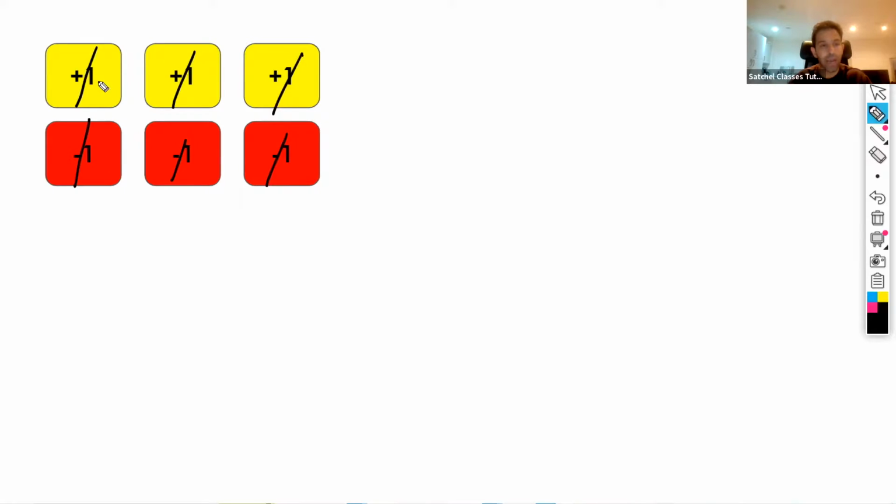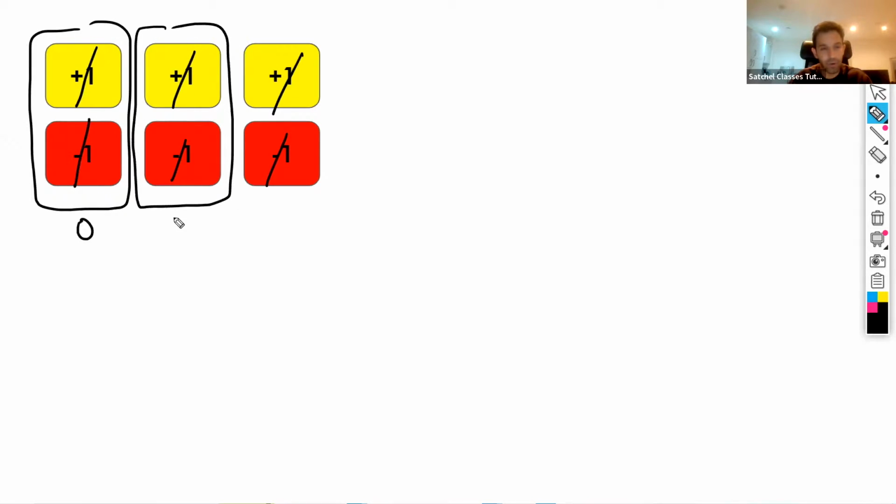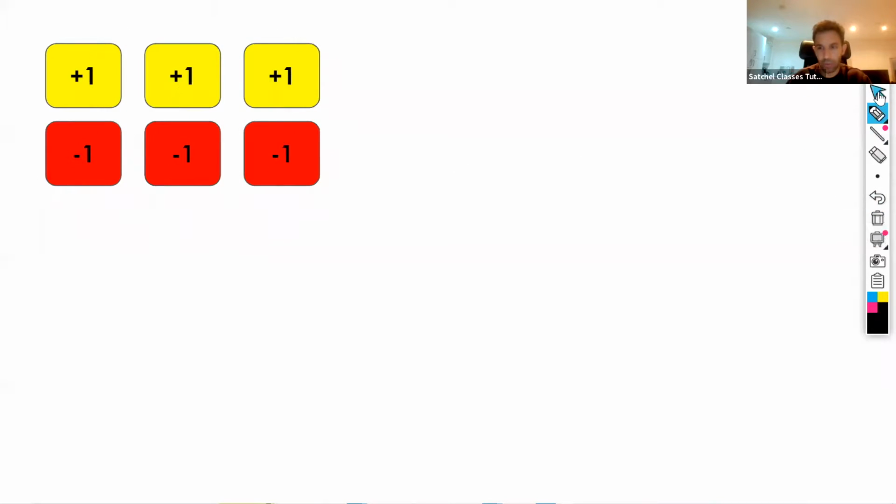So whilst we have 3 positives and 3 negatives, what we have is 3 lots of 0 pairs. So the value of this is 0, the value of this is 0, and the value of this pair is also 0 as well. So in essence, we're at 0, but it's just handy to have these 0 pairs for the purpose of some examples that we're going to do.